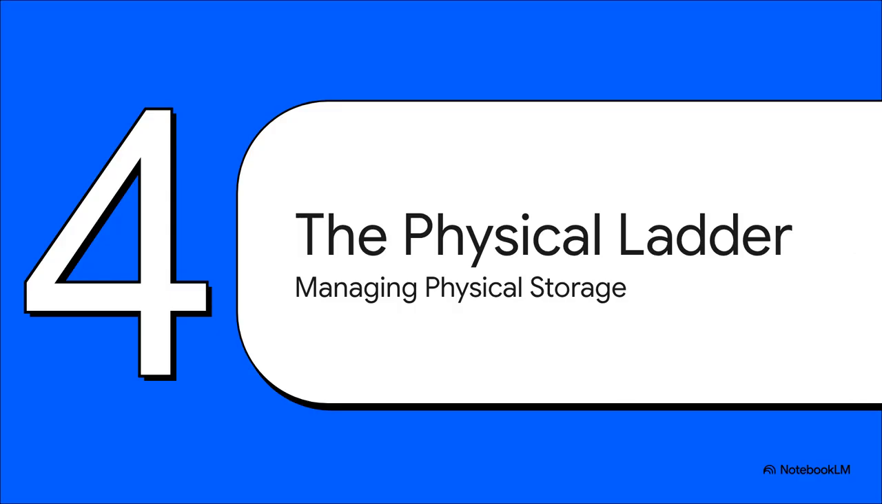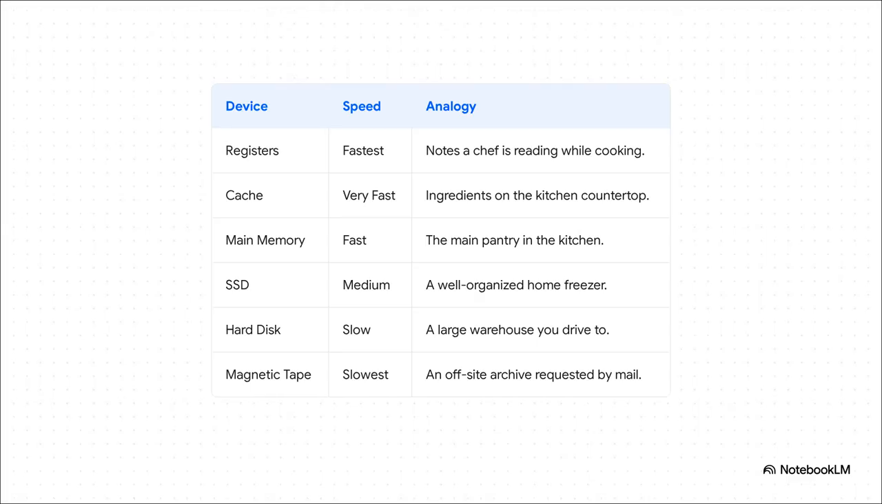All right, so we've talked about how the OS manages tasks and processes, but now let's talk about data. The OS also has to manage the huge physical world of storage with all its crazy different speeds and limitations. To manage all this data effectively, the OS has to work with something called the storage hierarchy. Think of it like a ladder. At the very top, you have the CPU's registers. They are insanely fast. It's like notes a chef is reading while they're cooking.